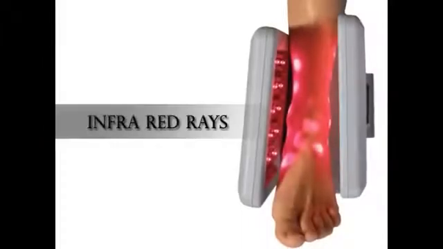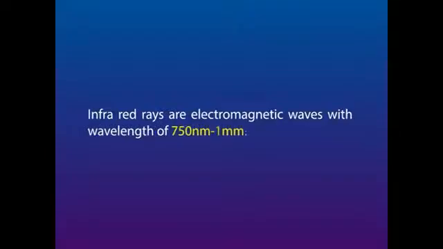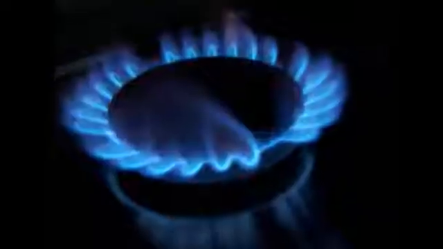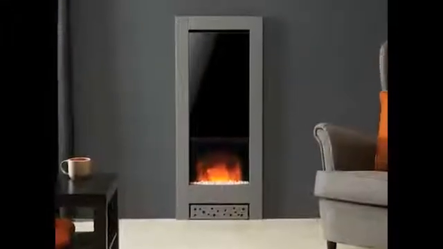And here comes the infrared rays. Infrared rays are electromagnetic waves with wavelength of 750 nanometer to 1 millimeter. Any hot bodies emit infrared rays such as the sun, gas fire, coal fire, electric fire, etc.